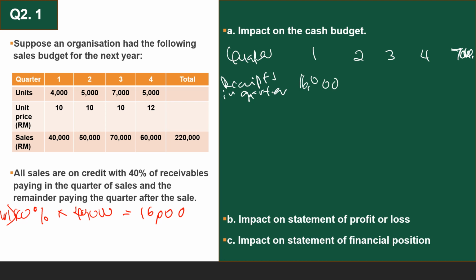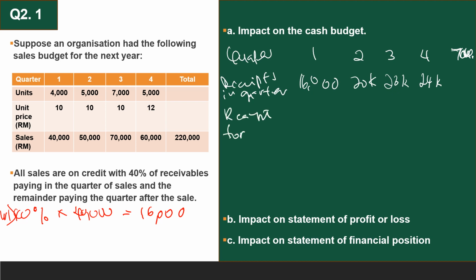The second quarter goes the same way: 50,000 times 40% gives 20K. Then 70,000 gives 28K in the third quarter, and 60,000 gives 24K in the fourth quarter.